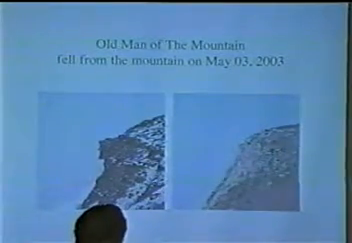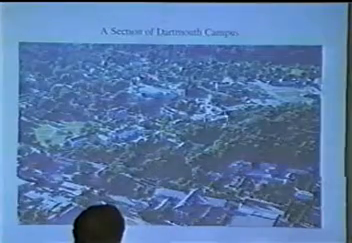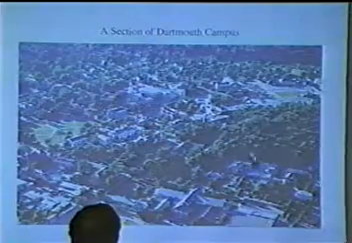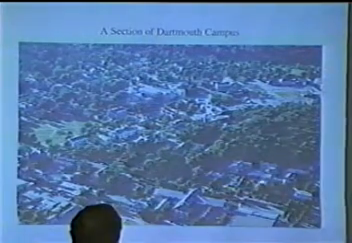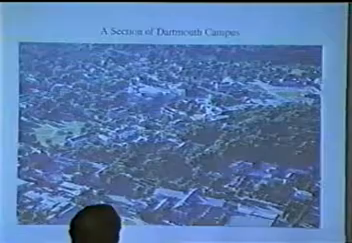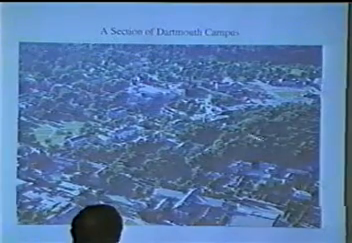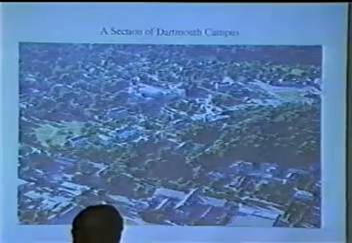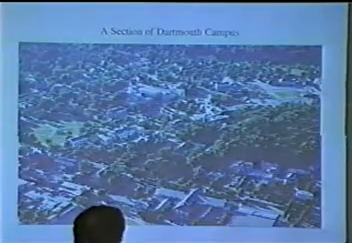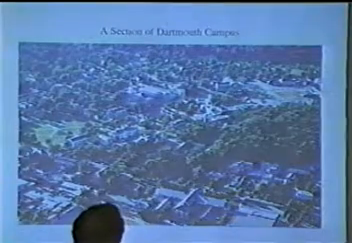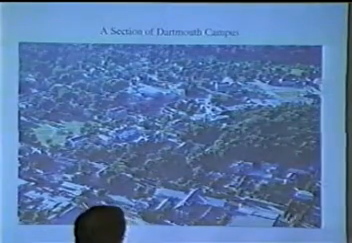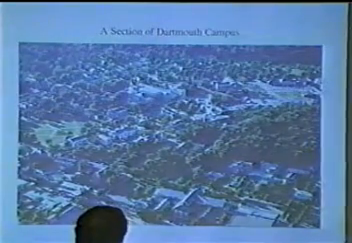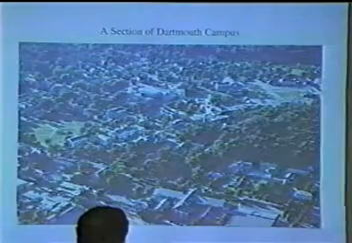Okay, so back to Dartmouth. That's what our campus looks like. No tall buildings. That's one section of the campus. The engineering school is way over here, and the medical school is way over there. So that's the central portion of our campus. It's a very pretty campus, a classical New England style campus.